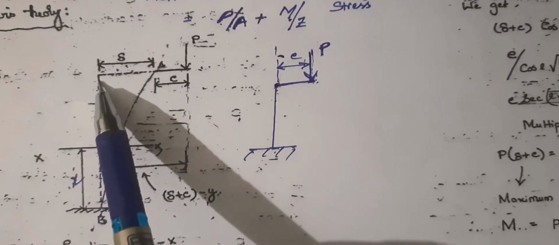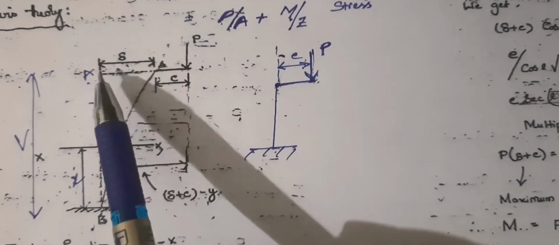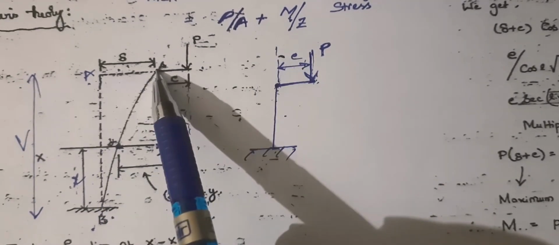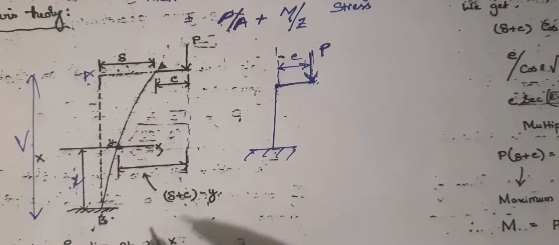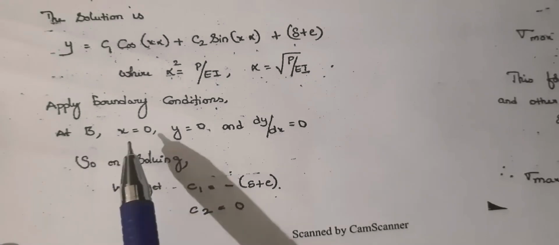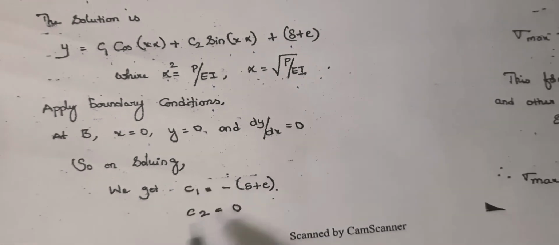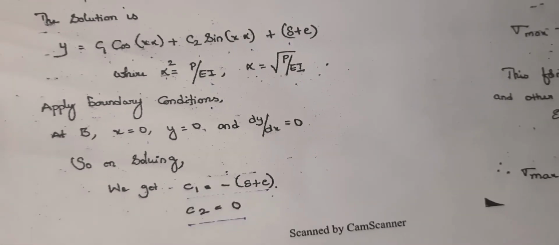And what is the condition at A, at the free end? At x equals L, if this whole length is L, at x equals L, what is the deflection? Delta, right? We have three conditions. So use those three conditions. At B, x equals 0, y equals 0, and dy by dx also 0. So on solving, we get C1 equals this, C2 equals this.